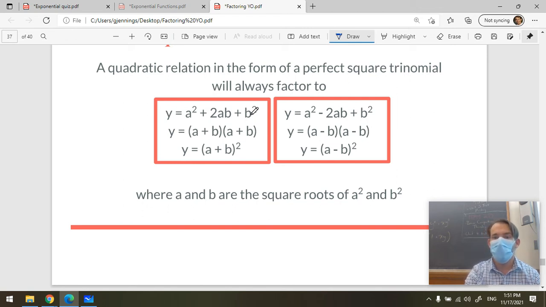They factor like normal trinomials, but when you get the same factor, like (a minus b), then put it together. (a minus b) squared is nice. It's style points.